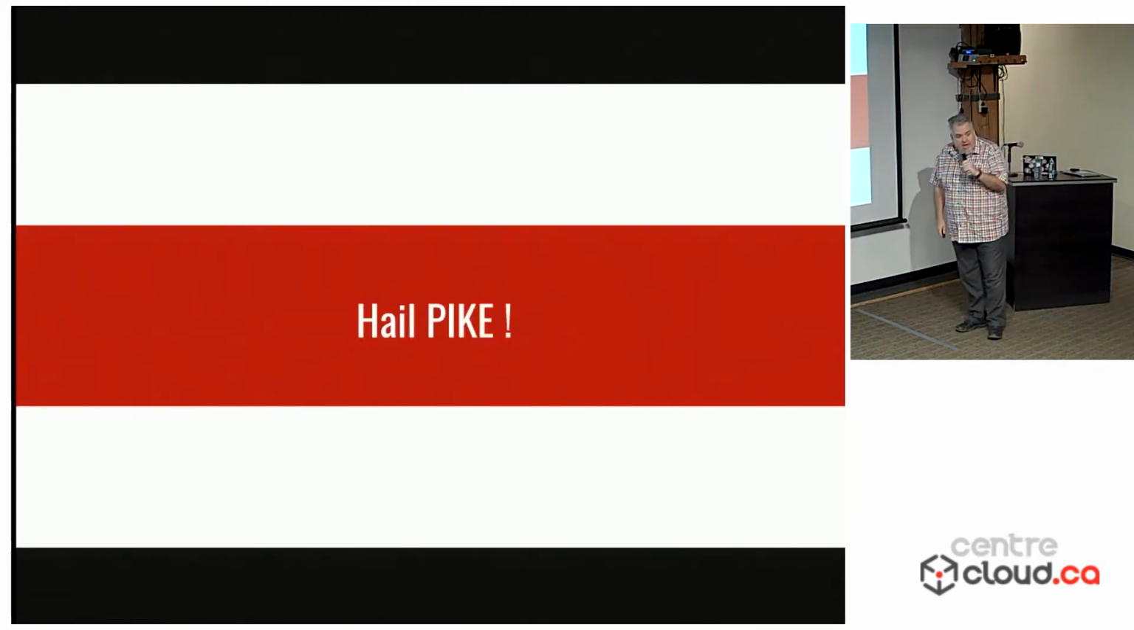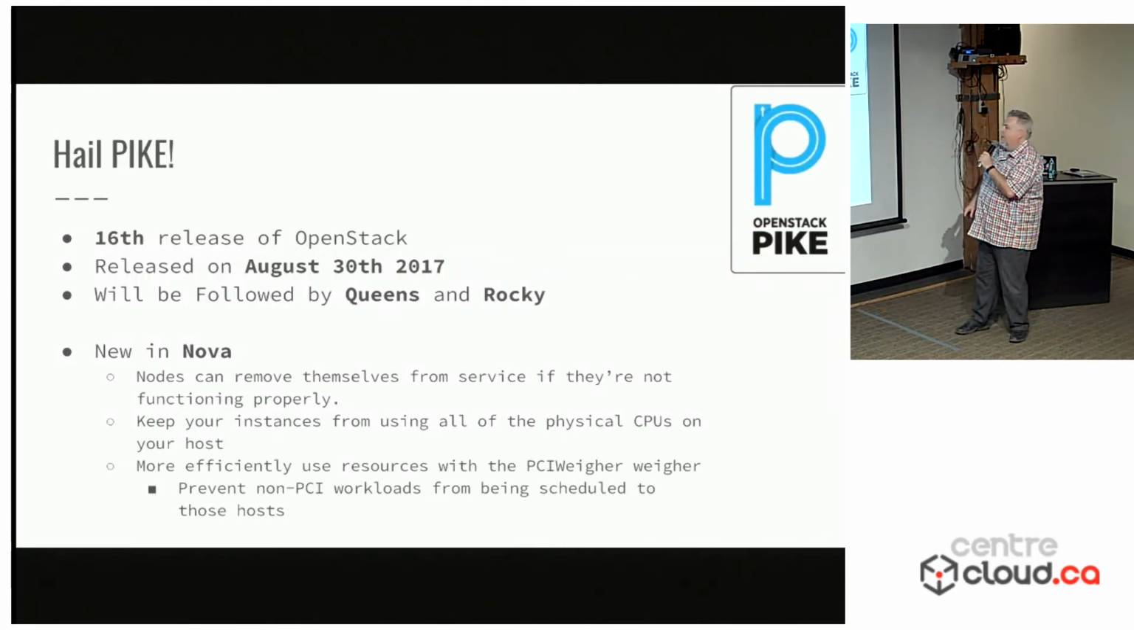So we have a new OpenStack release, Pike. That's shiny and new. It's the 16th release, released on August 30th. It's going to be followed by Queens and Rocky. There's some new things. There's a bucket list of, told you that if I say their name enough, they're going to show up. They're showing up.